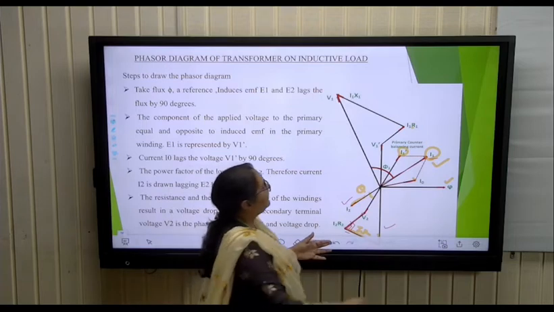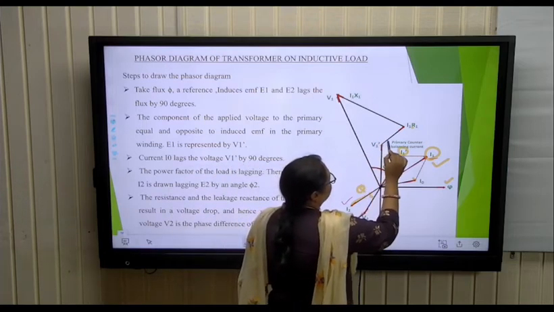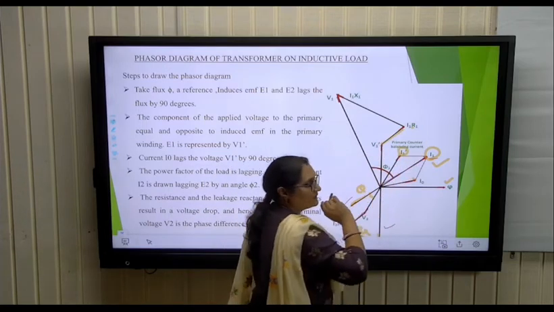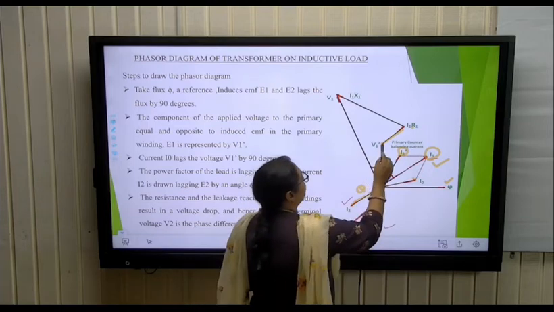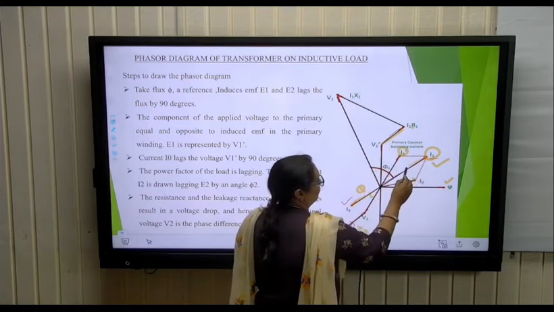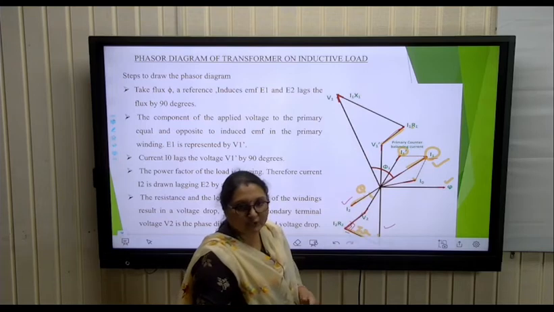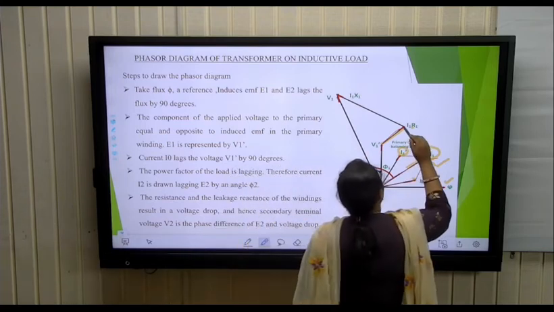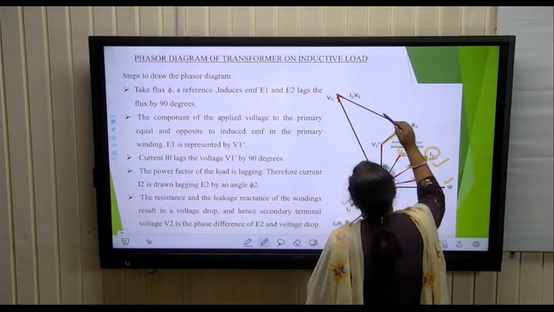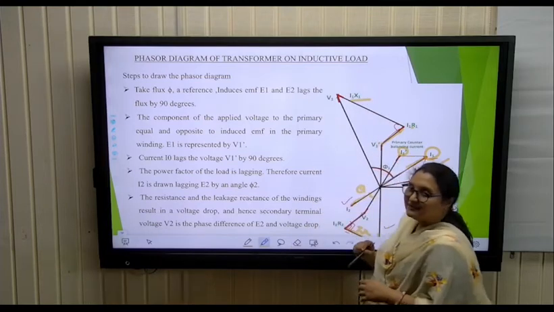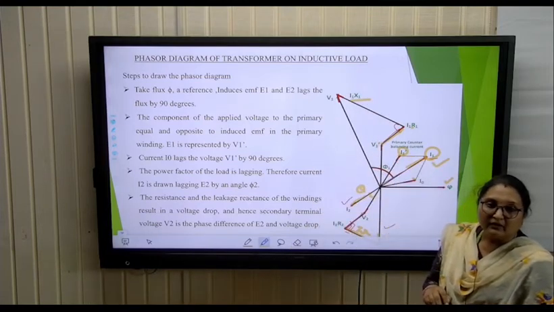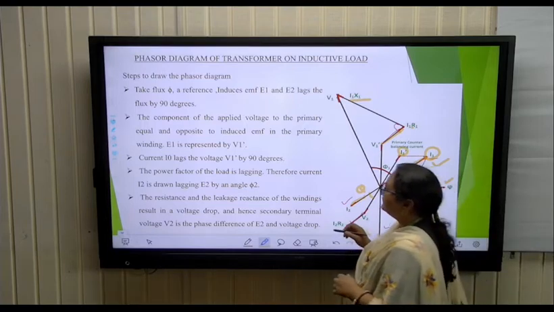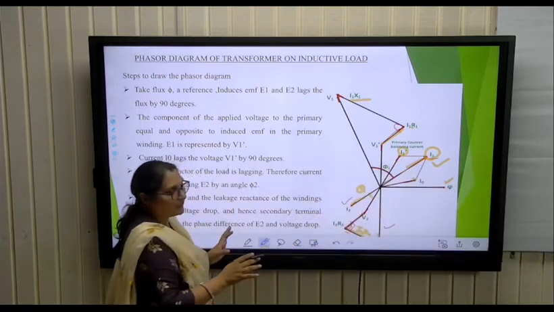Okay, same thing on the primary side also. This is your drop in the resistive part of the winding, and it should be in the direction of this current I1. I1 is the actual, net current. Now from here you have to draw I1 X1, that is the inductive reactance drop of the primary side. So this completes your phasor diagram.